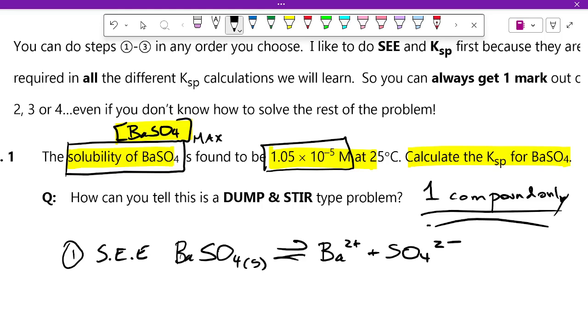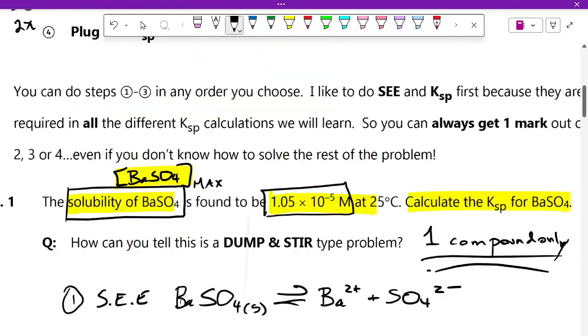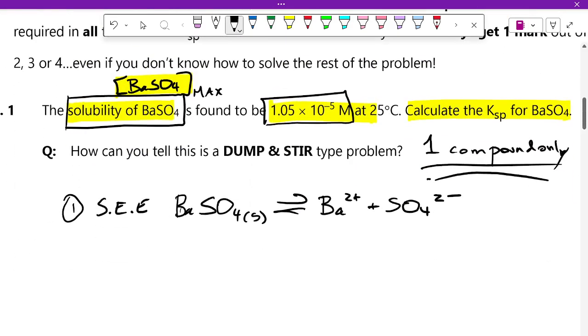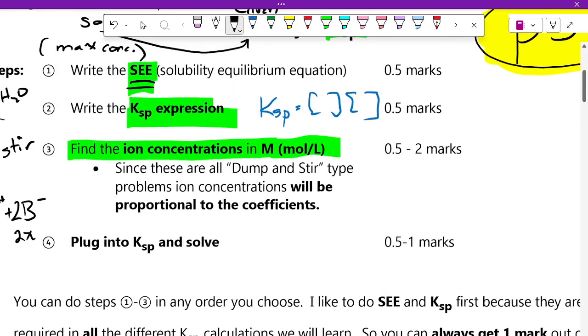We are going to write the Ksp expression. I'm actually going to do that down below. Ksp is equal to barium 2+ times SO4 2-. And the reason that I wanted to do that is because in step 3, I'm going to find the ion concentrations in molarity.